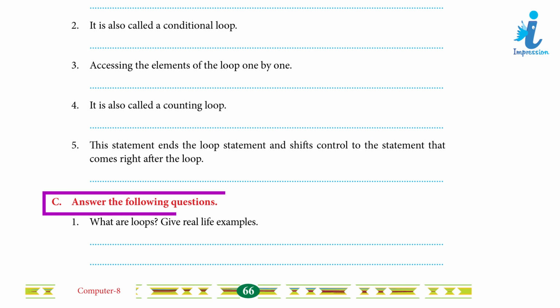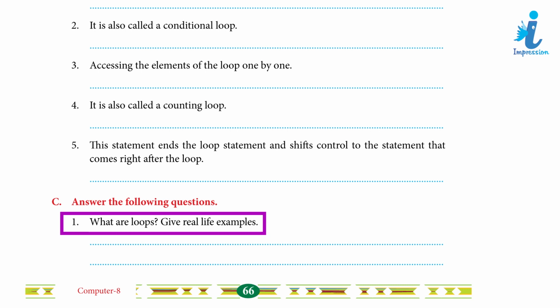C. Answer the following questions. 1. What are loops? Give real life examples. Answer: The idea of a loop enables us to execute program instructions repeatedly without having to repeatedly write the same ones. The successful execution of the loop depends on the condition.